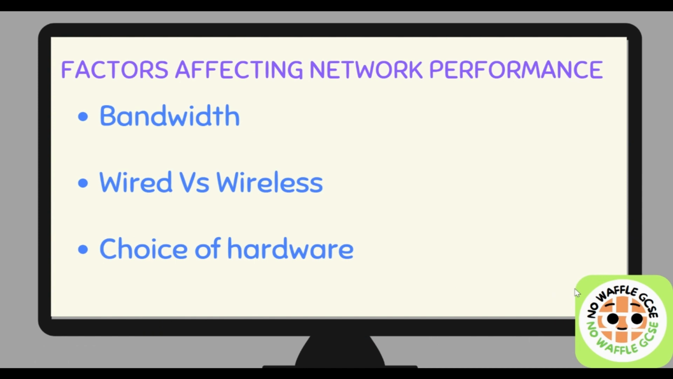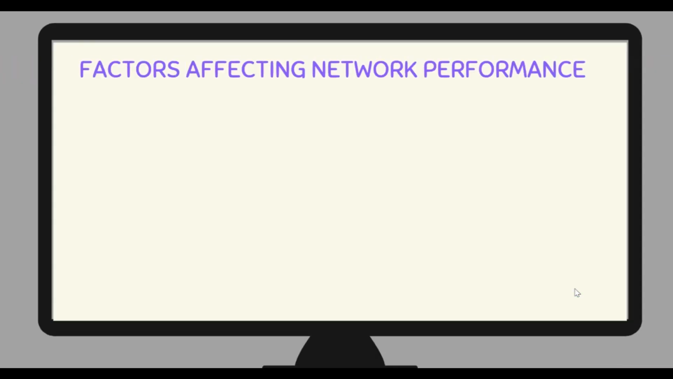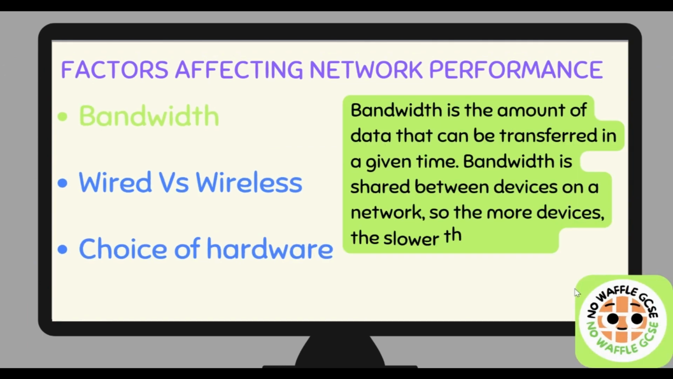Now, what factors affect network performance? You've got the bandwidth, whether the network is wired or wireless, and the choice of hardware. So let's look at bandwidth. Bandwidth is the amount of data that can be transferred in a given time. Bandwidth is shared between devices on a network. So if you have more devices in your house network, for example, this means that your house network is going to be much slower.